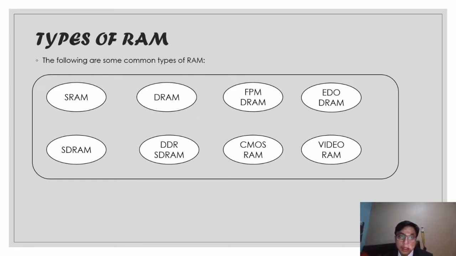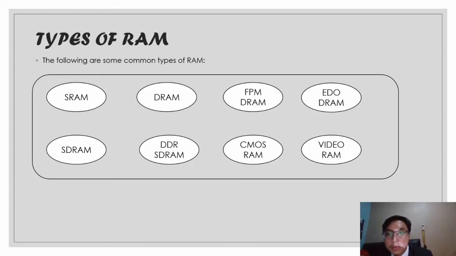Types of RAM. The following are some common types of RAM. First, we have SRAM, or static random access memory. It uses multiple transistors, typically 4 to 6, for each memory cell, but doesn't have a capacitor in each cell. DRAM, or dynamic random access memory, has memory cells with a paired transistor and capacitor requiring constant refreshing.